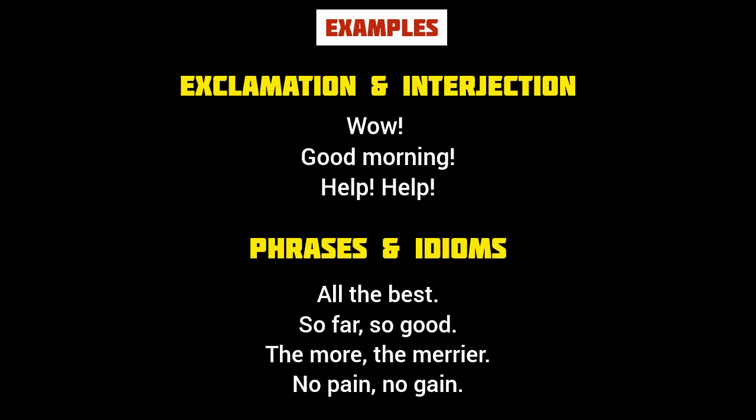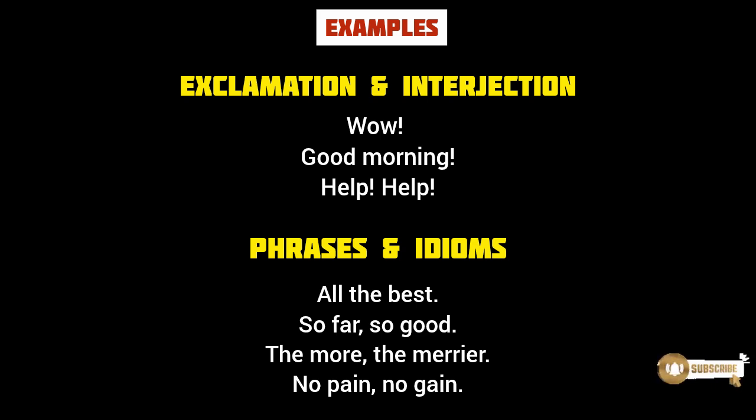Now, here are some examples of different types of minor sentences and how they are used. We use minor sentences in exclamations and interjection. For example, wow. This is a minor sentence consisting of a single word. Instead of saying, I wish you a good morning, we simply say good morning, which is a minor sentence in English grammar. When we exclaim, help, help, we are using minor sentences. These minor sentences express strong feelings of the mind, but they do not have the regular subject-predicate combination.